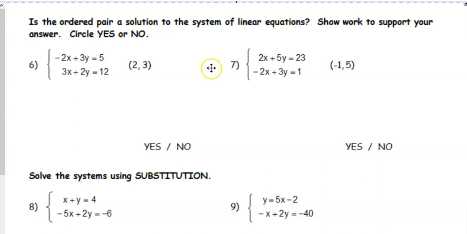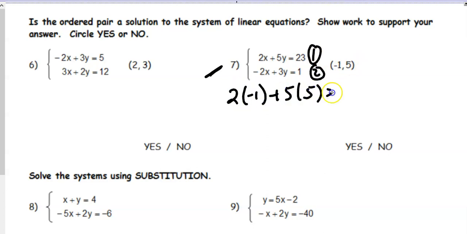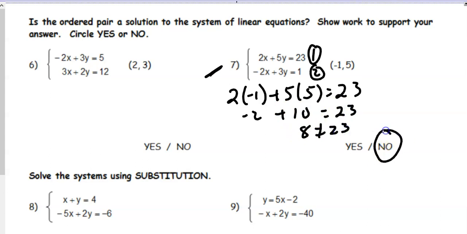Let's do number 7. Well, in order to be a solution, it has to work in both equations, the first equation and the second equation. So I just need to simply plug it in. So if I plug it into the first one, does it equal 23? So I get negative 2 plus 10 equals 23 right away. No, that is not equal. So that answer is no. If I got 23 equals 23, then I need to move on to my second equation and try it. It has to work in both. It must work in both, not just one.